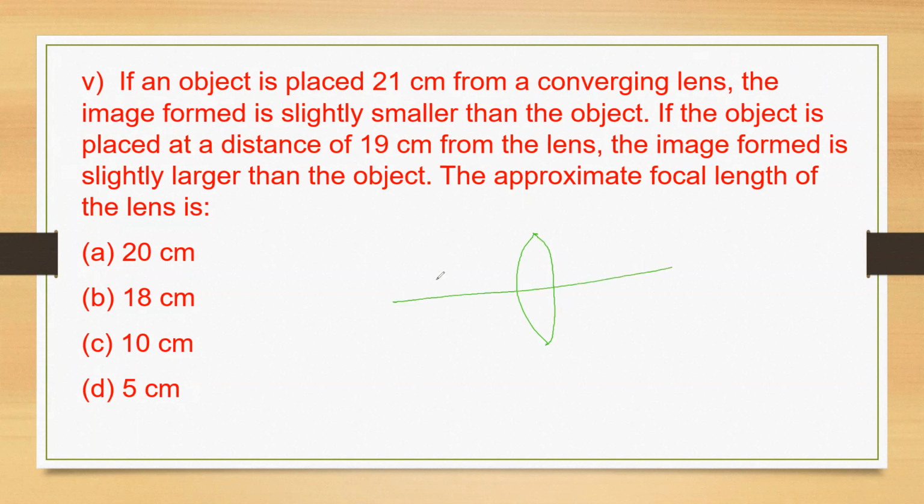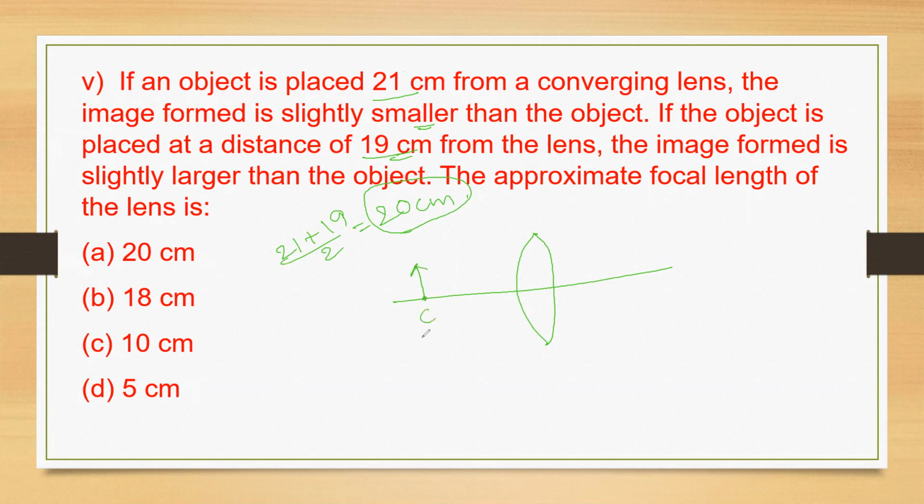What is that concept? Have you got this concept? One is 19 and another one is 20. If you take 21, it will be smaller. If 19 is bigger, we will take the average and keep it between them, 20 centimeters. If you keep 20 centimeters, the size will be the same. At which point, if you place an object, will the image also be the same size?